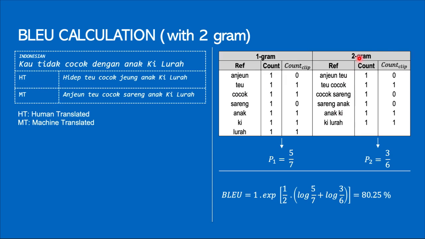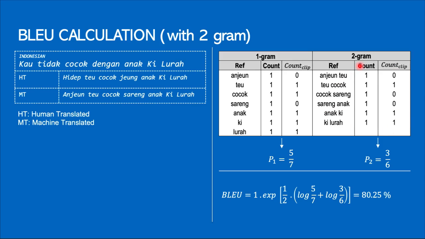Second, let's see the calculation of bigram. In bigram, we map each 2 words of the machine translated sentence as seen in the ref column. The calculation is the same as unigram, where we calculate the number of occurrences in the translated sentence based on the ref column. The result can be seen in the table.